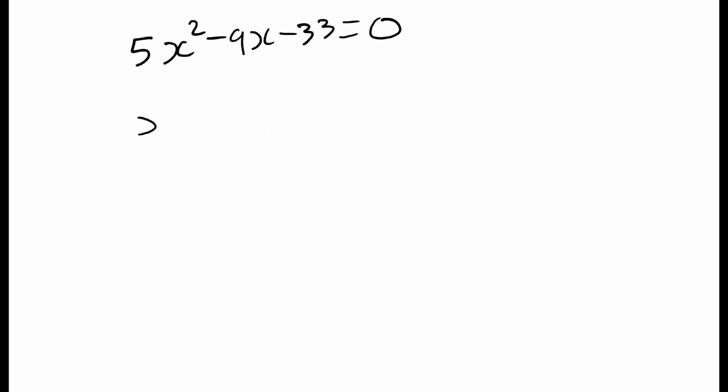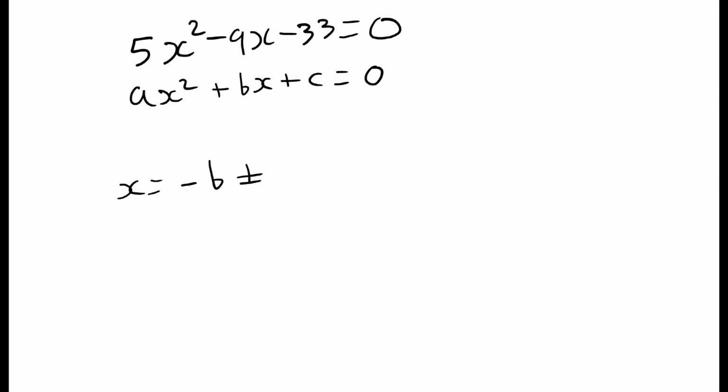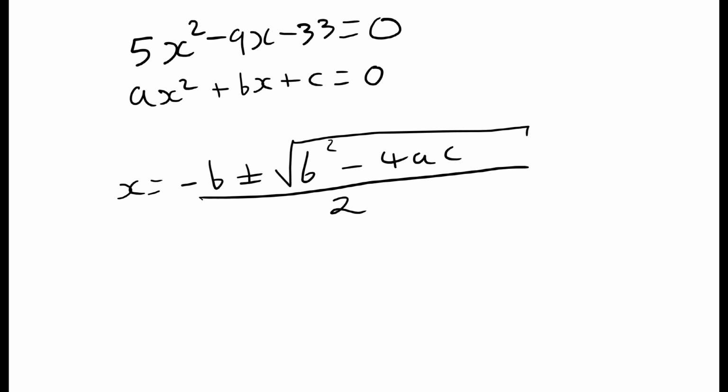So just to remind you, every quadratic has the form ax squared plus bx plus c equals 0. And the solutions are given by x equals minus b plus or minus the square root of b squared minus 4ac, all over 2a. So here a is 5, b is minus 9, be careful, and c is minus 33.